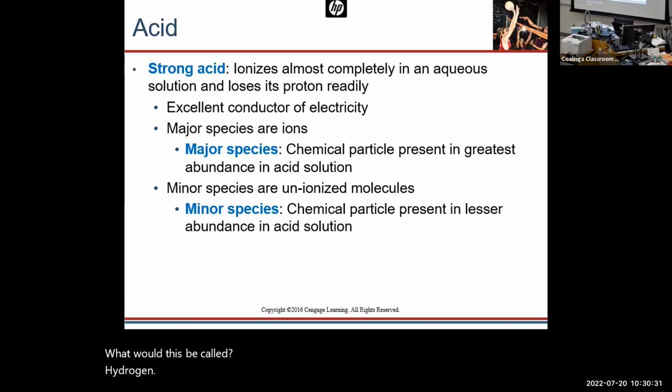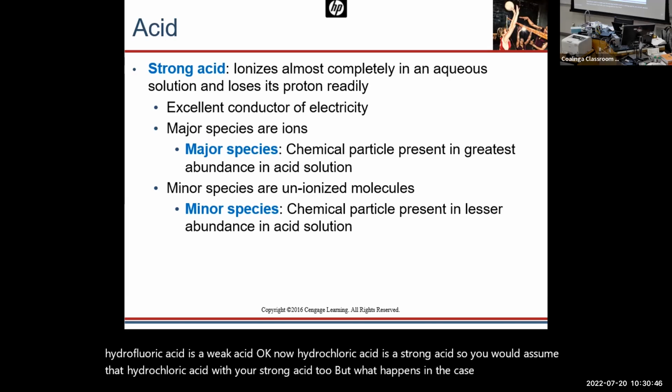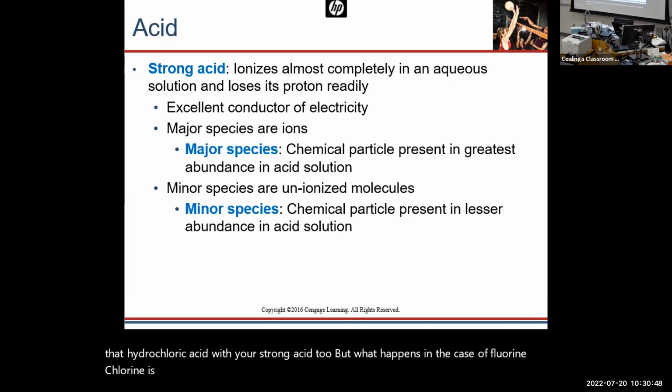Hydrochloric acid, that is correct. In the case of hydrofluoric acid, it is a weak acid. Now hydrochloric acid is a strong acid, so you'd assume that hydrofluoric acid would be a strong acid too. But what happens in the case of fluorine? Fluorine is so strong that it doesn't want to let go.